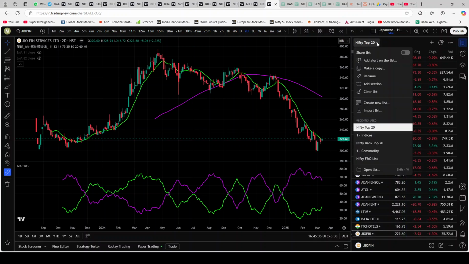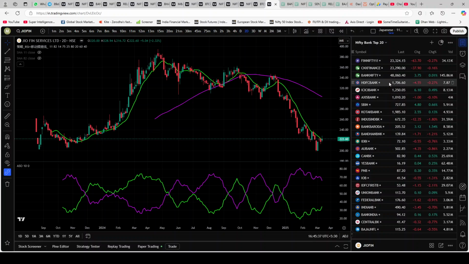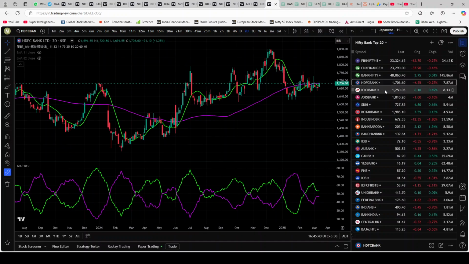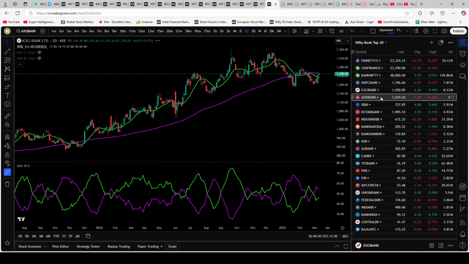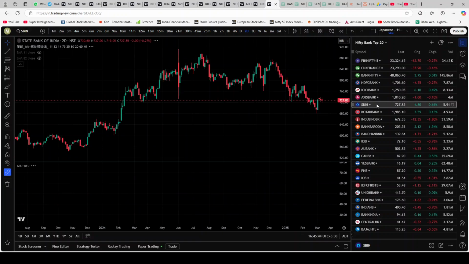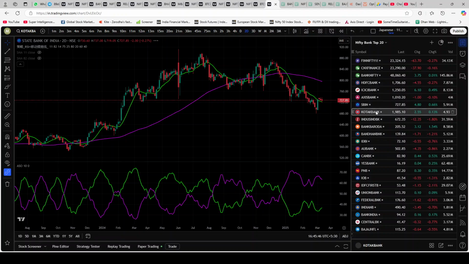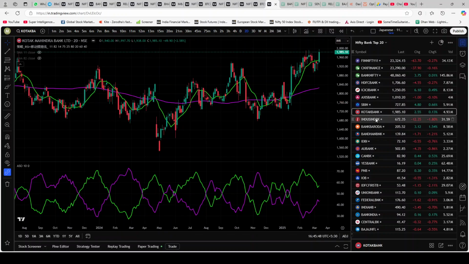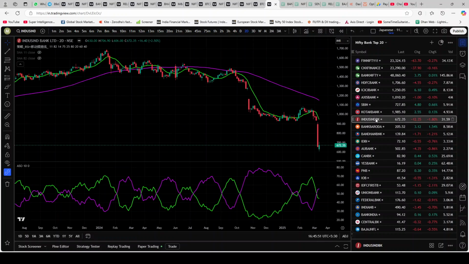Now let's quickly go on to our banking stocks also and see how they look. SDFC looks like this. ICICI looks like this. Axis looks like this. SBI looks like this. Kotak like this. IndusInd looks like this.